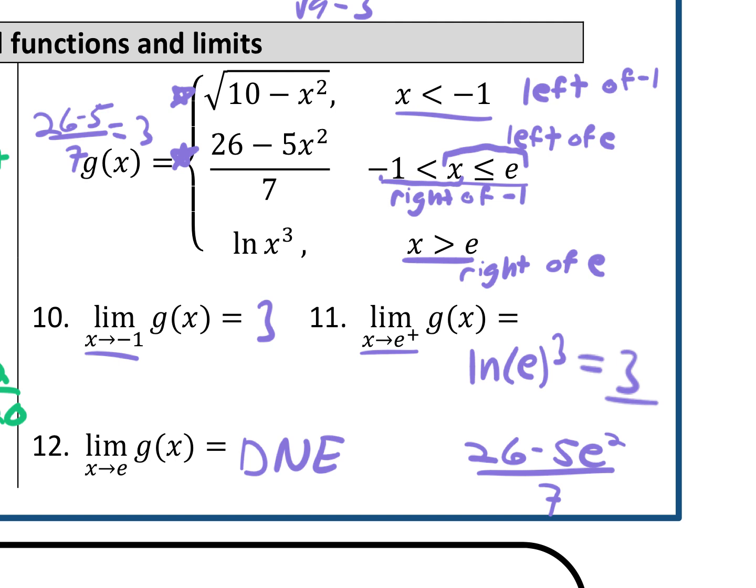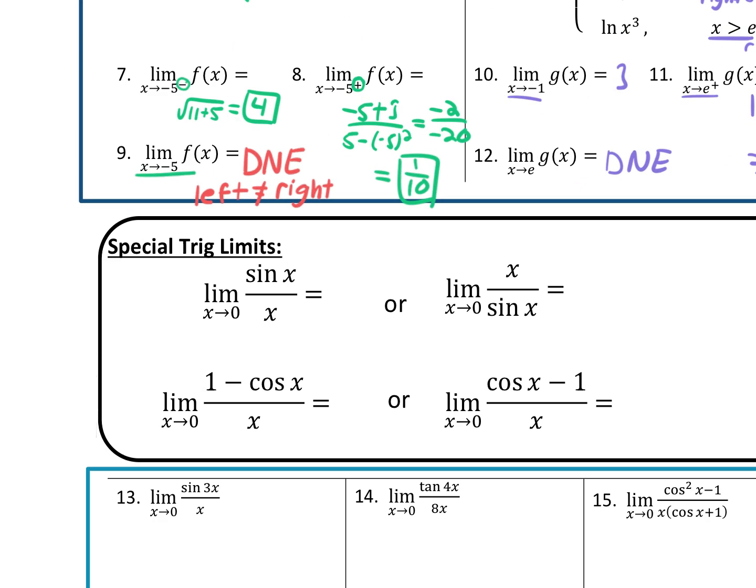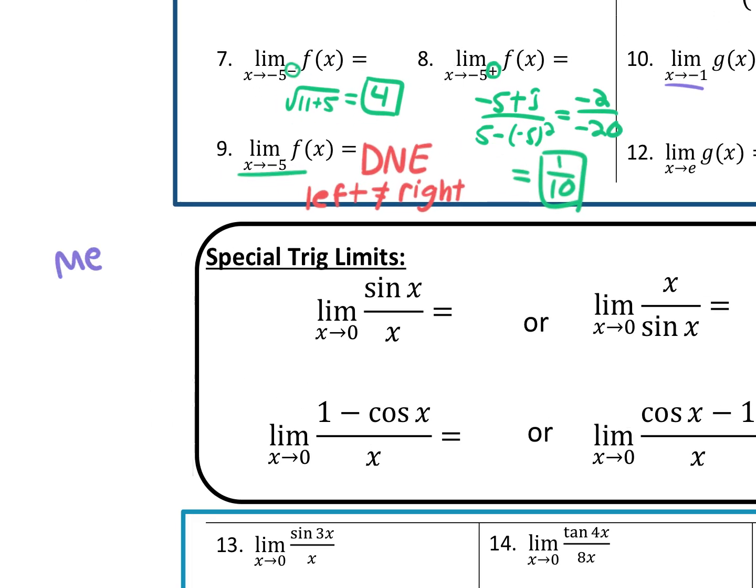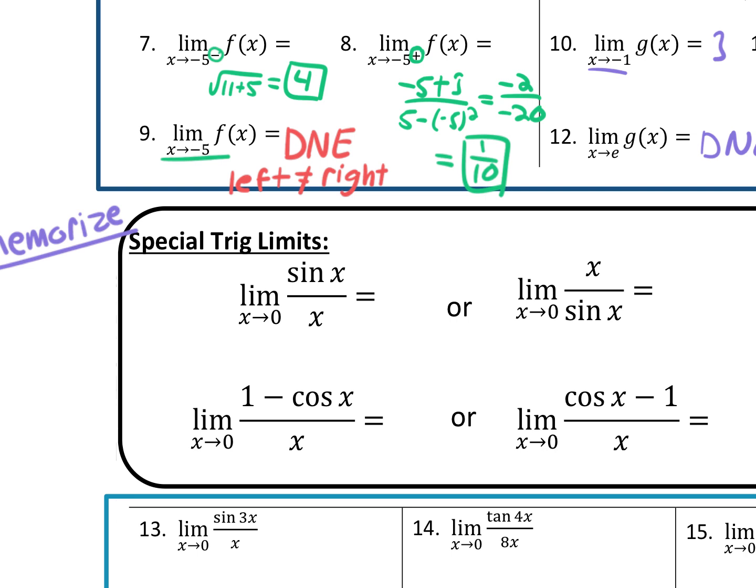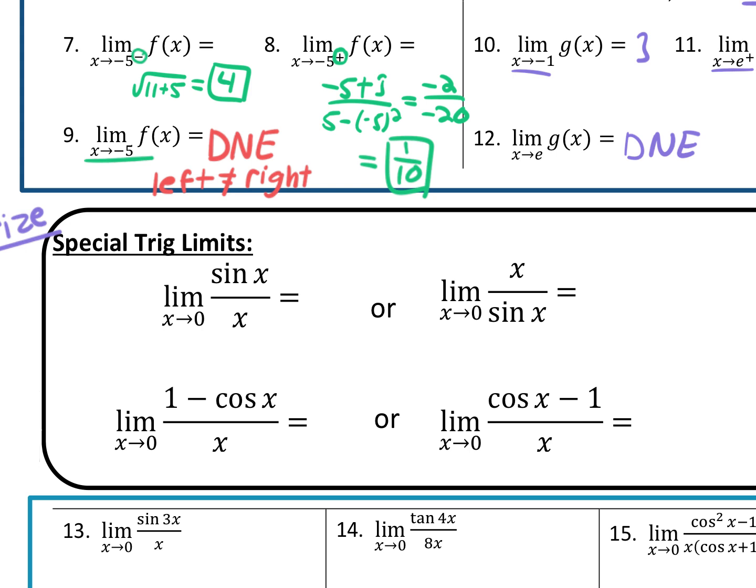Now for number 11. Special trig limits, you have to memorize. The best way to understand these is by looking at the graphs of these functions. I might open Desmos again, but these are just special limits that you don't have to really show any work for. If you see these, then you can just answer them right away. The limit as x approaches 0 of sine x over x is always going to equal 1.